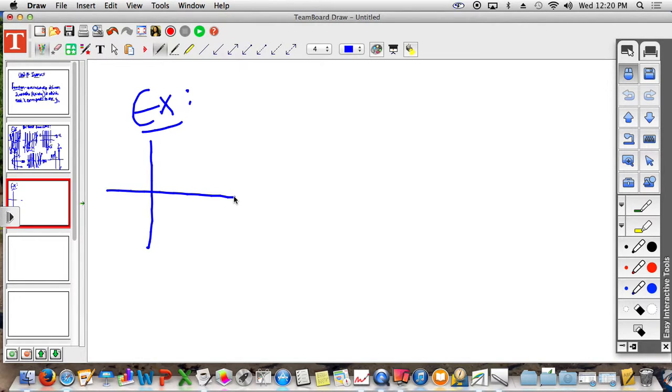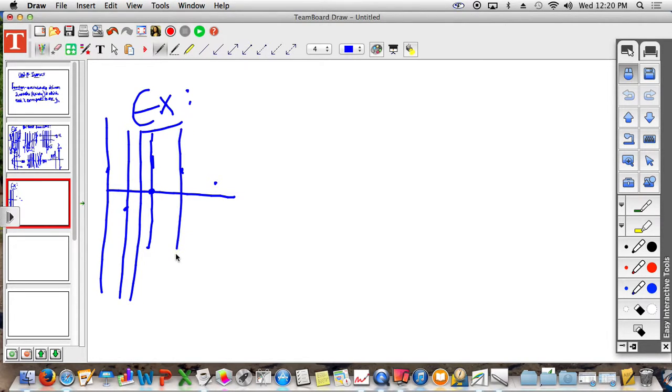I'm just going to plot some random points. There's a point here, there's a point here. Is it a function? Yes. If I drew a vertical line, does it ever touch it more than once? No. Now, some places I draw a vertical line, it doesn't touch it at all. But it never touches more than once. So this is definitely a function. Pen's dying.